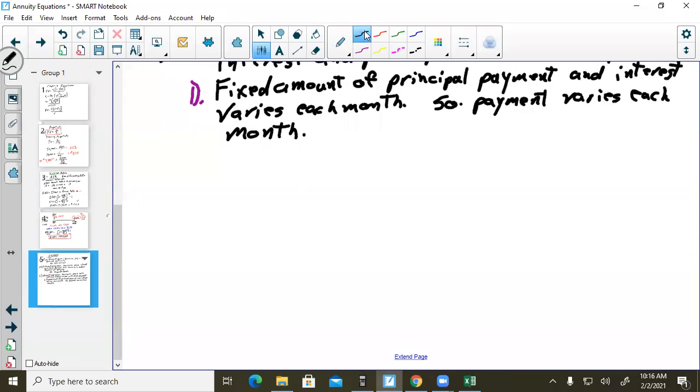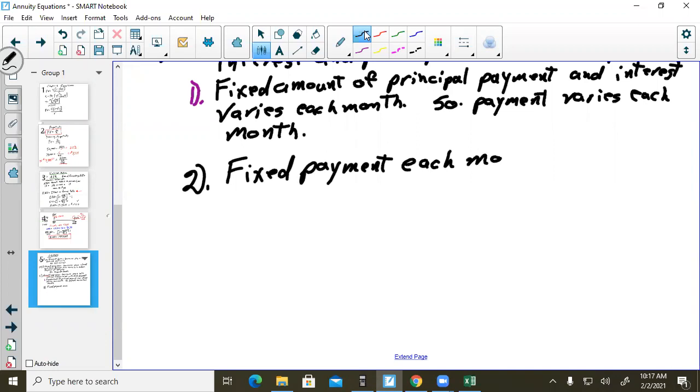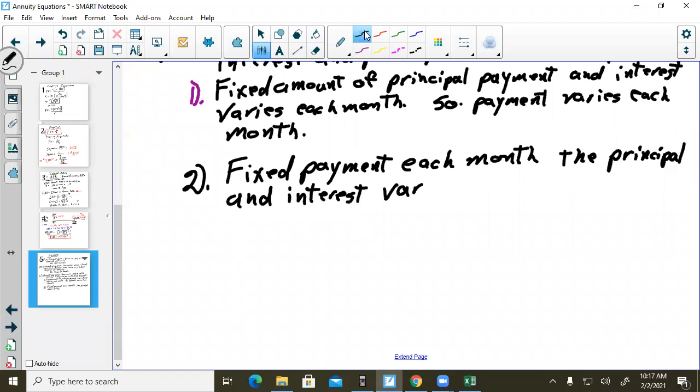What you do have is a second example here, okay? We have a fixed payment each month. Okay, so in this case, Malcolm's payment would be $275, okay? But in that payment, the principal and interest vary. Okay, that way it's easy for him to budget. He knows, hey, I'm going to pay $275 each month. Boom, done. Month to month to month, January through December.